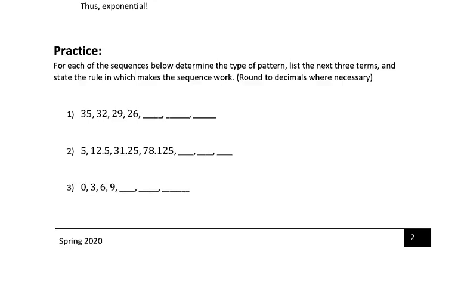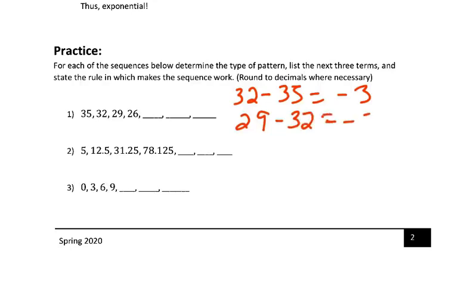So we're going to do the same kind of thing, and we're going to work through them together. So this one, we're going to start with number 1, and we are going to look at this one and say, is it linear or exponential? So notice that the numbers are decreasing. So let's check it. 32 minus 35 would give us -3, and then 29 minus 32 would give us -3, and then 26 minus 29 would give us -3.